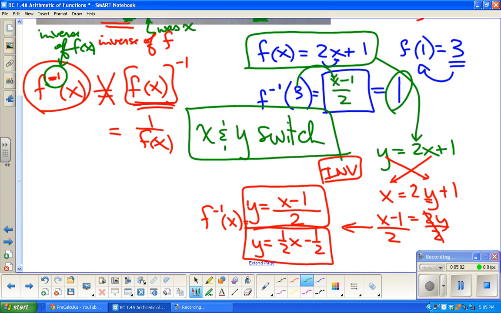Well, 3 minus 1 is 2. 2 over 2 is, hey, look at it, worked. Woohoo, Happy New Year. Okay, let's do another one.